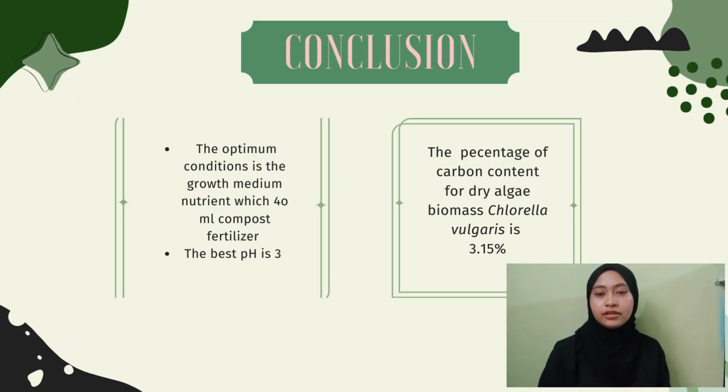In conclusion, the optimum condition is the growth medium with the concentration of 40 ml nutrients, and the percentage of carbon content in Chlorella vulgaris is 3.15%.